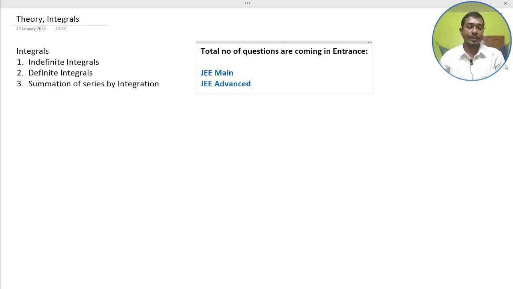In our previous lecture we learned the application of derivatives, and in today's class we will discuss integrals from class 12: indefinite integrals, definite integrals, and the summation of series by integration. In JEE Main, 3 or 4 questions come from this very important topic, and for JEE Advanced 2 questions come from these chapters.